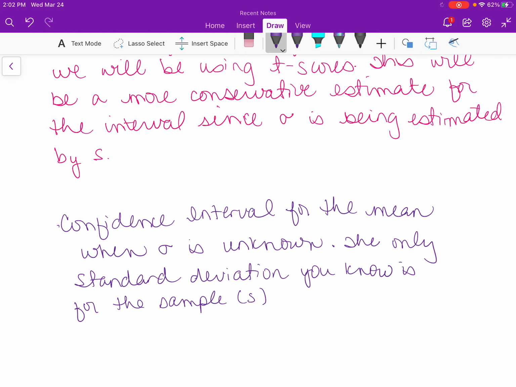Sometimes people think that if you know a standard deviation, you're going to use Z, and if you don't know the standard deviation, you're going to use T. That's not the case. It's not whether you know the standard deviation or not. It's whether you know the population standard deviation or you know the sample standard deviation.